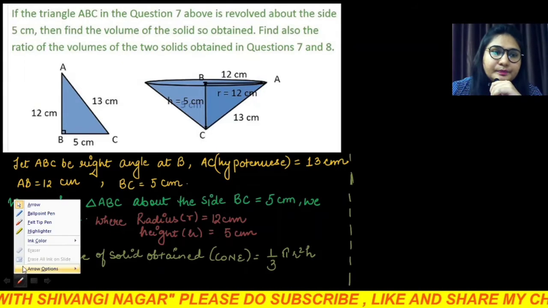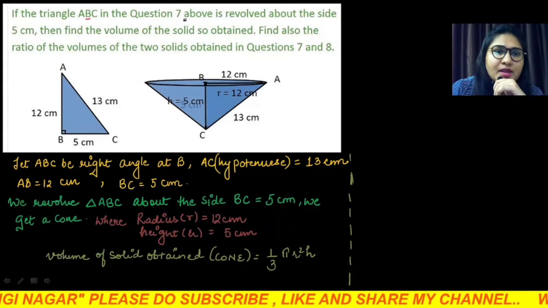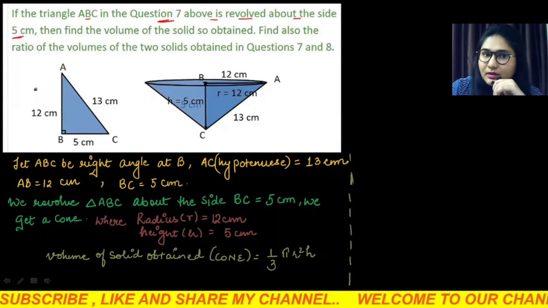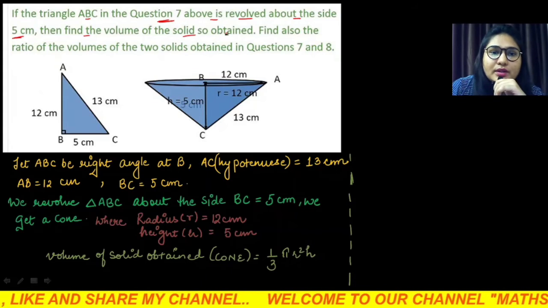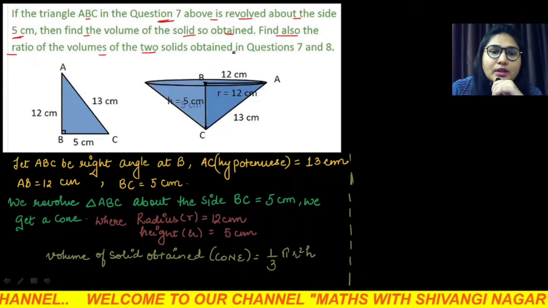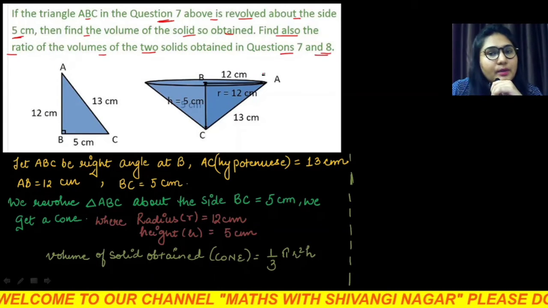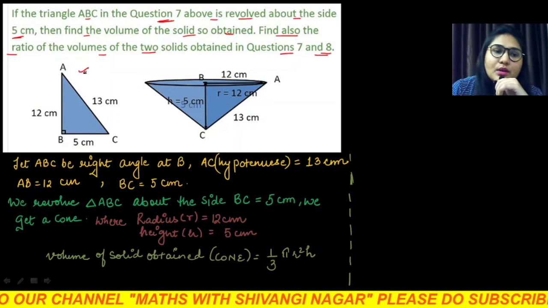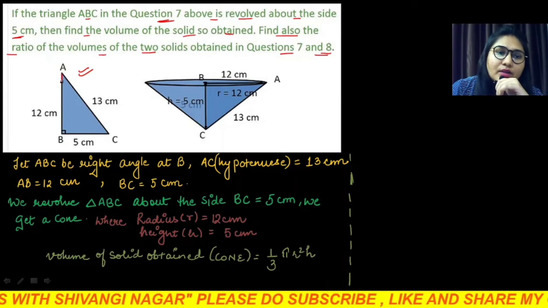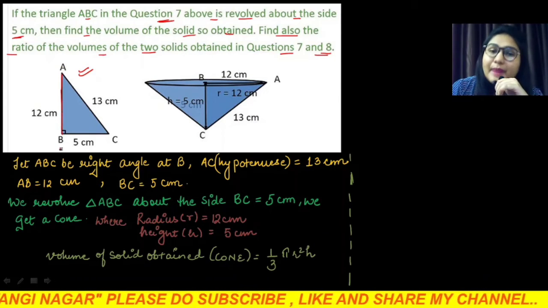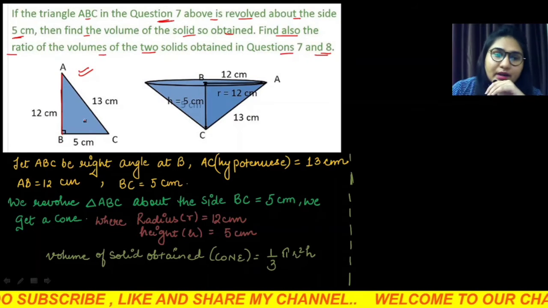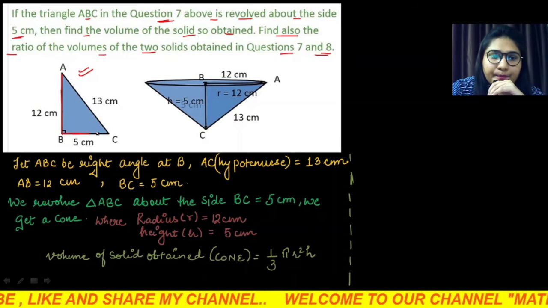What the question says: if the triangle ABC in question number 7 above is revolved about the side 5 cm, then find the volume of the solid so obtained, and also find the ratio of the volumes of the two solids obtained in question number 7 and question number 8. In question number 7 we had this triangle, but we revolved it along this side AB. Here in question number 8 we are given a task to revolve the same right angle triangle by this side BC.